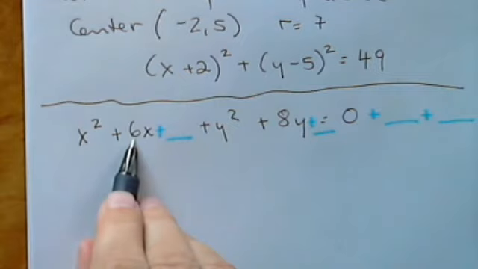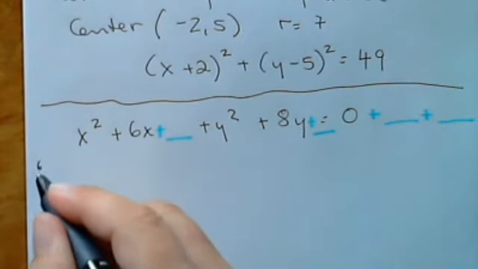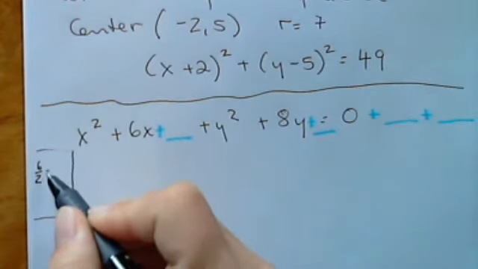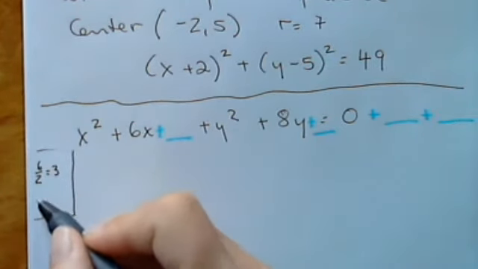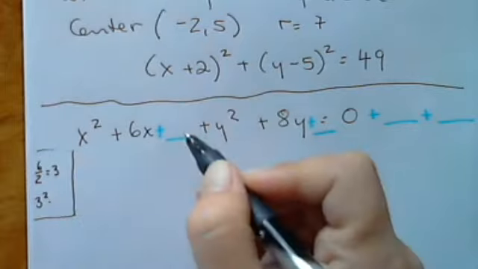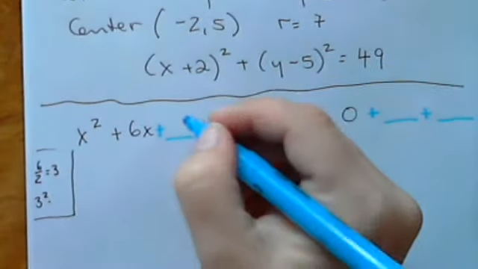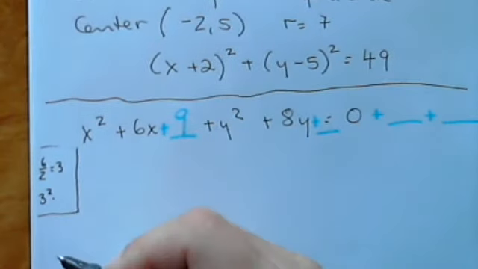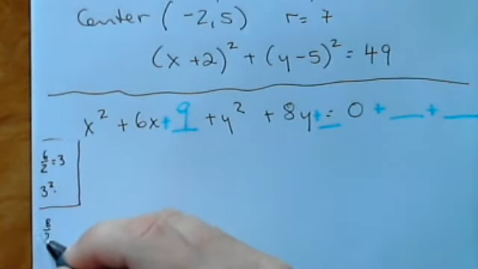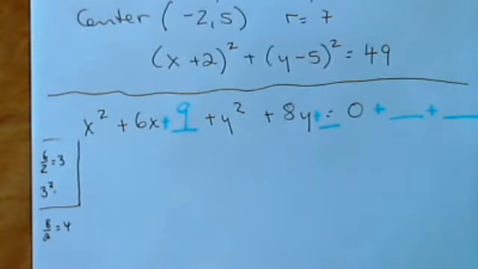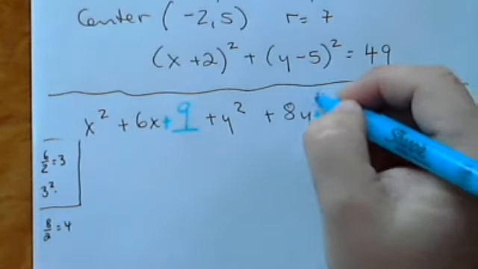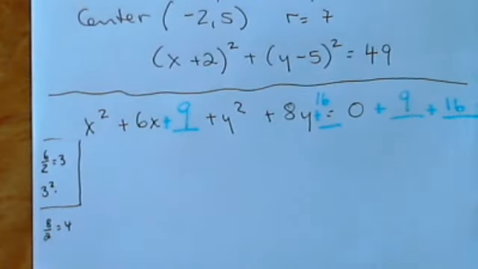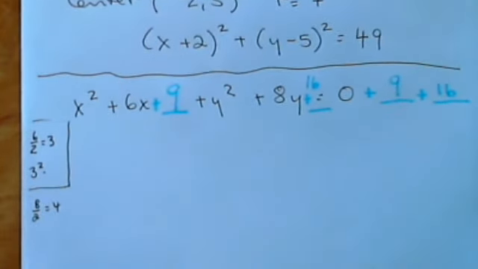We take the middle coefficient 6 and divide it by 2. Let me just write a little sidebar here, which is 3. 3 squared is equal to 9, and that's what we're going to add here. Okay, now 8 divided by 2 is 4. 4 squared is 16, which goes right here. So what we did add was a 9 and a 16. We have to add that to the other side as well.